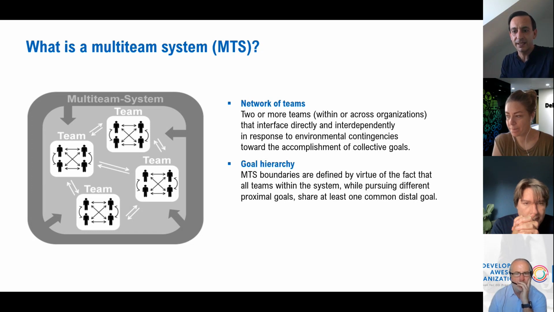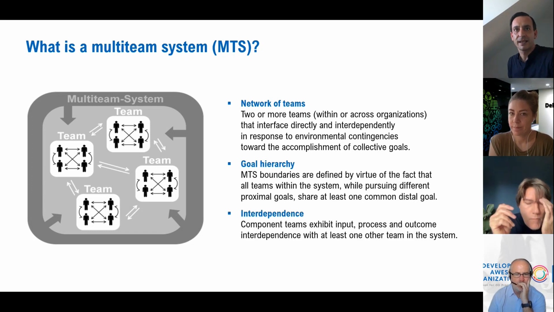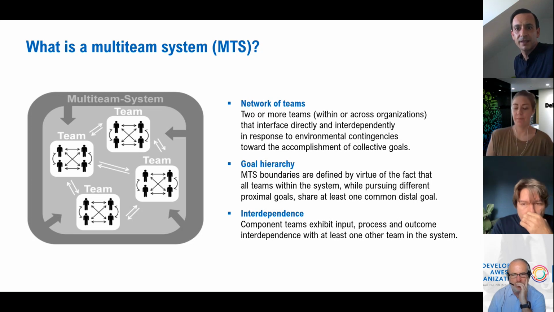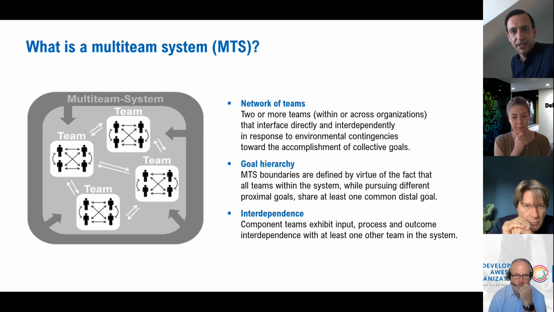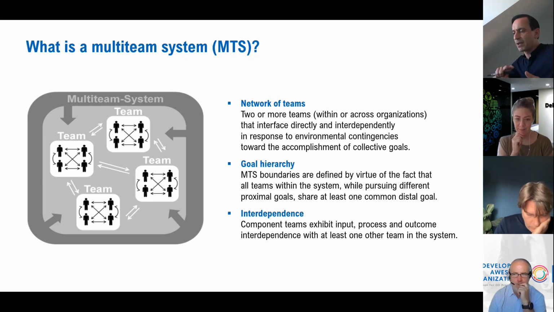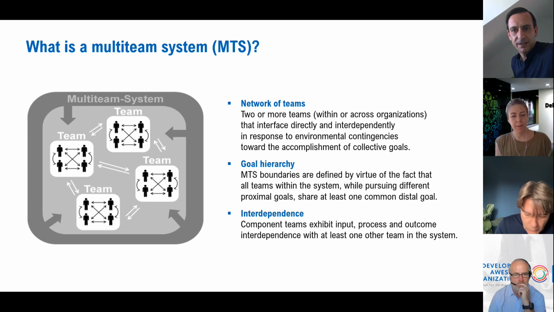And what is the really interesting thing is that they have interdependencies. That means all the component teams exhibit input, process, or outcome interdependence with at least one other team in the system. Input dependencies means regarding resources, regarding information they have. Process interdependencies means that you have to, for example, approach the same stakeholders, or you need to align very well while you are doing the task because you have informational dependencies while you do your work. And outcome dependencies means that you have goals or tasks that have to be finished by one team before the other team can start.